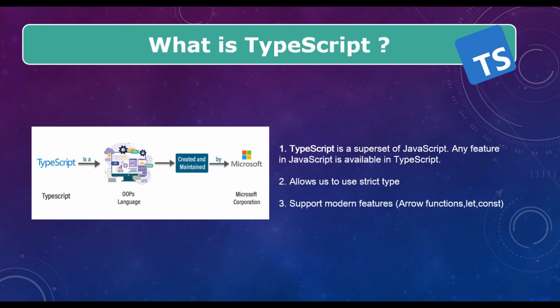So what is TypeScript? TypeScript is an object-oriented programming language created and maintained by Microsoft. It is a superset of JavaScript, which means that any feature included in JavaScript is available as well in TypeScript. It supports all modern features included in JS, like arrow functions, let, and const keywords.